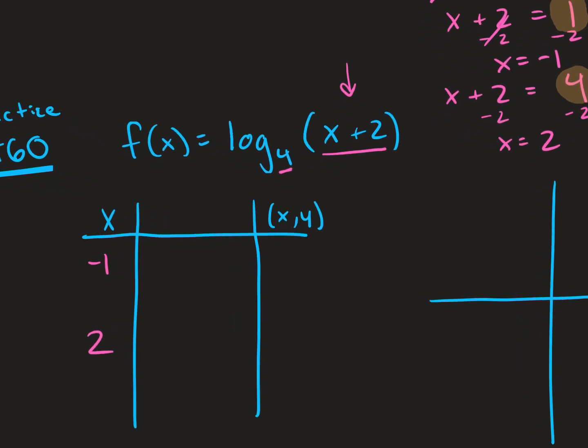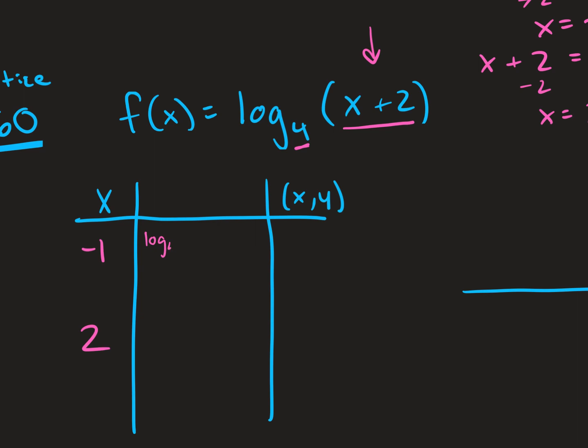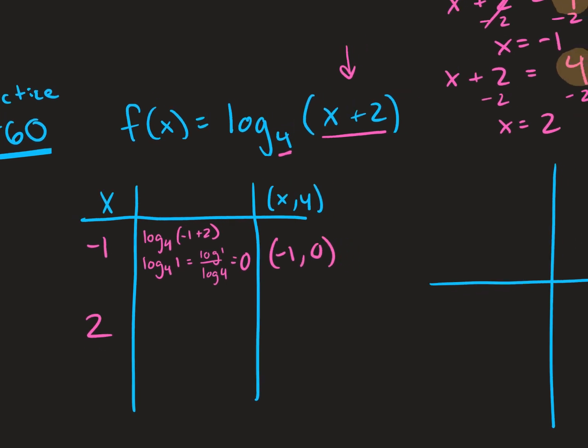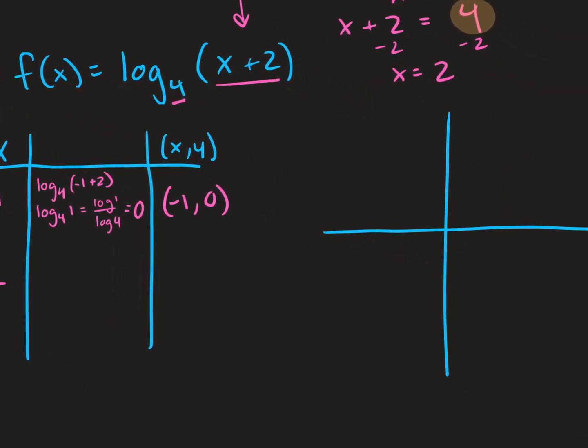We're going to plug in -1. So I have log base 4 of -1 plus 2. So we have to do the parentheses first. Log base 4, -1 plus 2 would be 1. What's log base 4 of 1? 0, because this would be log of 1 divided by log of 4, which is 0. So my first point is -1, 0. So I'm going to go to my graph here. I go to the left to -1 and stay at 0.